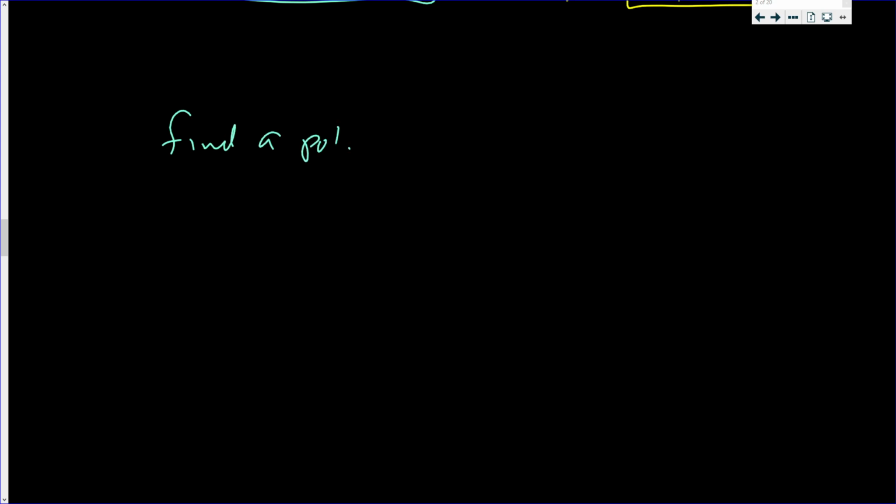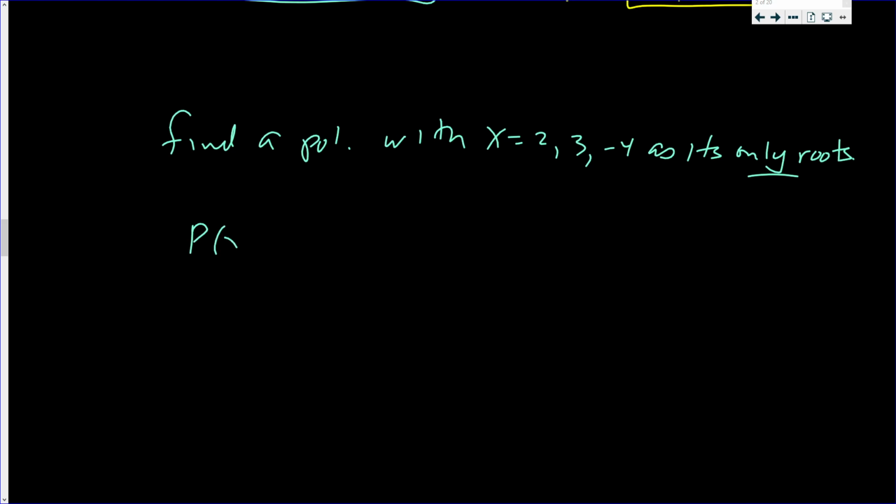Find a polynomial with x equals 2, 3, and negative 4 as its only roots. Let's assume by only, I don't mean that the multiplicity of a root can't be more than 1. So, one such polynomial, well, if 2 is a root, then x minus 2 must be a factor.